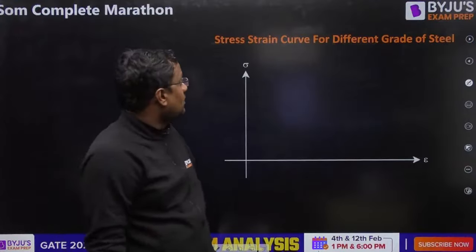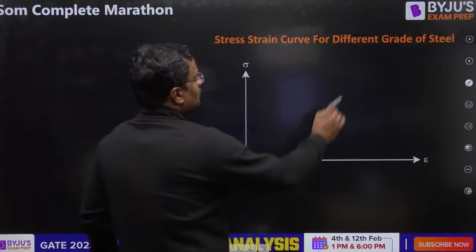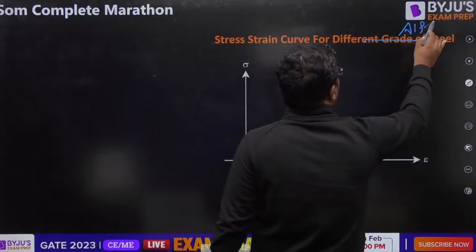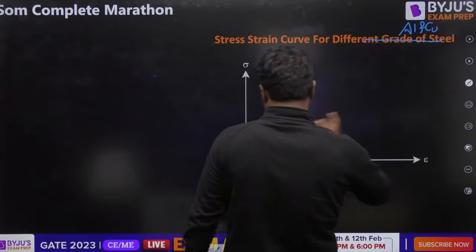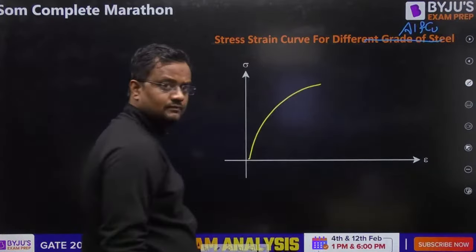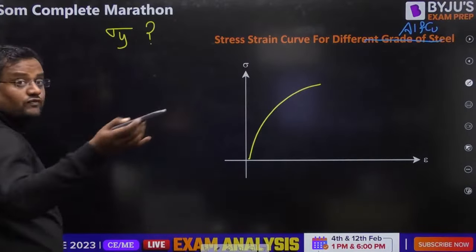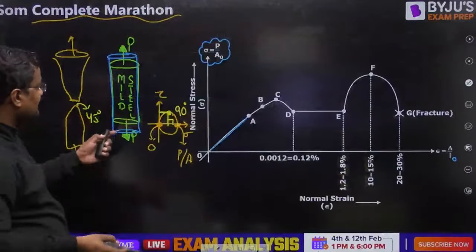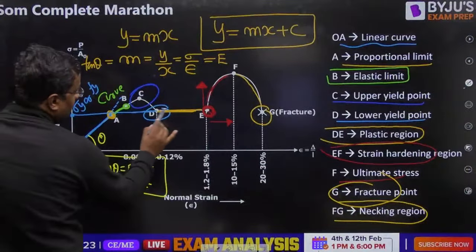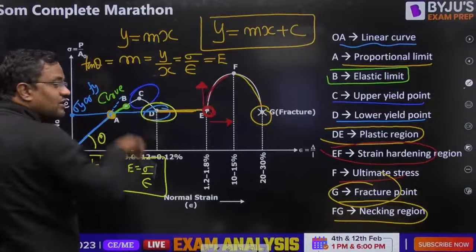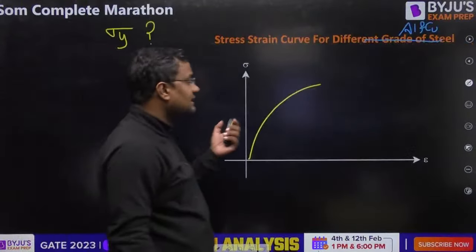Now, guys, I have told you the grade of steel. Now let me tell you about aluminum and copper. For aluminum and copper, the stress-strain curve is like this. Then how to find sigma yield here? Because for steel, it is yielding from here, so this is the yield stress. But how to find sigma yield here?